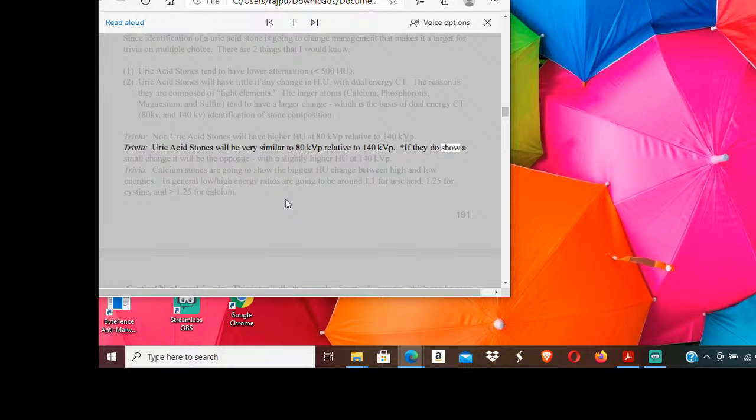Asterisk: if they do show a small change, it will be the opposite, with a slightly higher HU at 140 kVp. Trivia: calcium stones are going to show the biggest HU change between high and low energies. In general, low/high energy ratios are going to be around 1.1 for uric acid, 1.25 for cystine, and 1.25 for calcium.